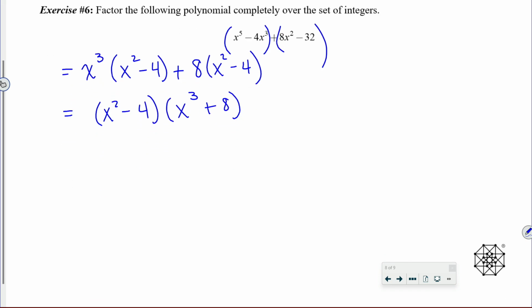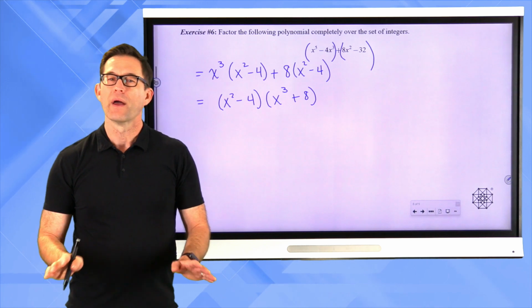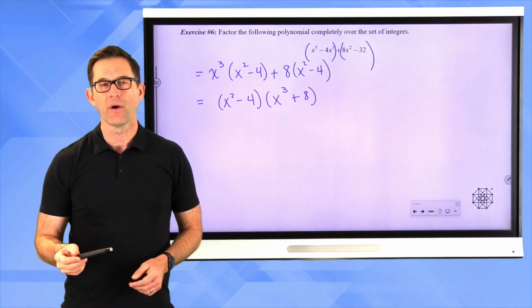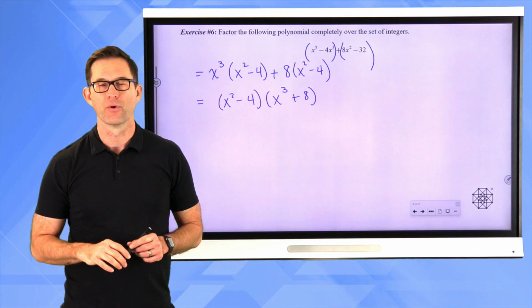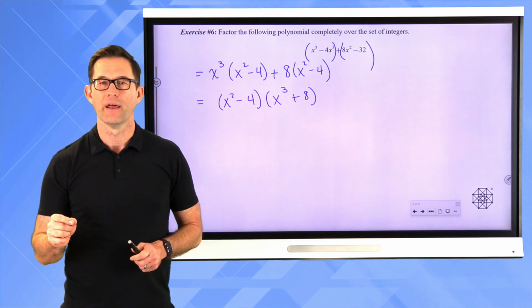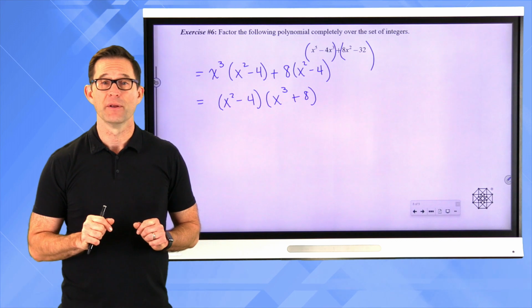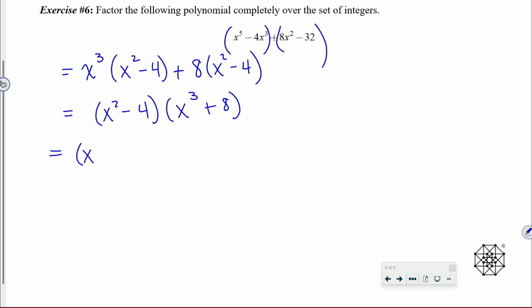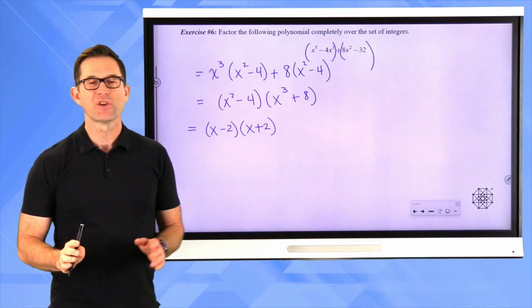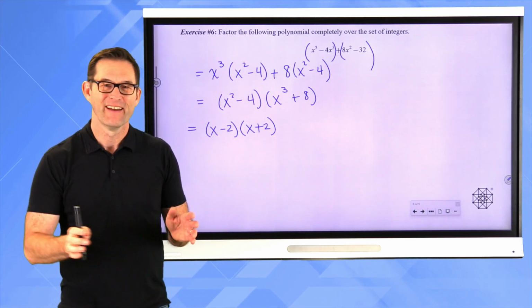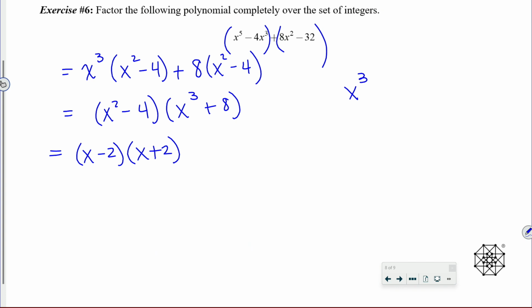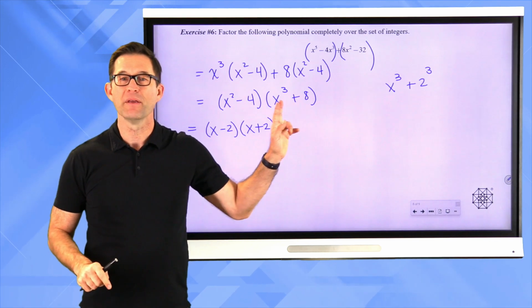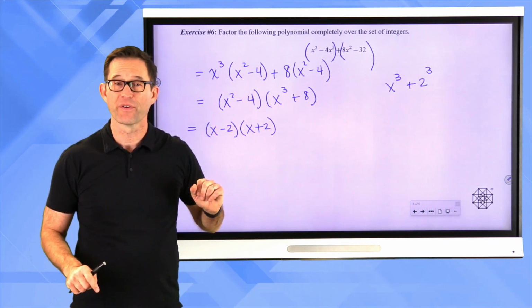Now, before we move on, let's just pause for a moment. Anytime that we factor by grouping, very often after we factored by grouping, there's more factoring left to be done. And in fact, there's definitely more factoring left to be done here because x squared minus 4 can be factored as x minus 2 times x plus 2. And x cubed plus 8 is the same as x cubed plus 2 cubed. So that now can be factored using the sum of perfect cubes.